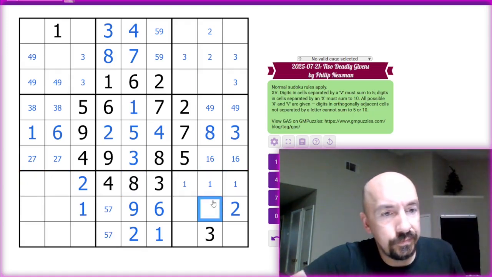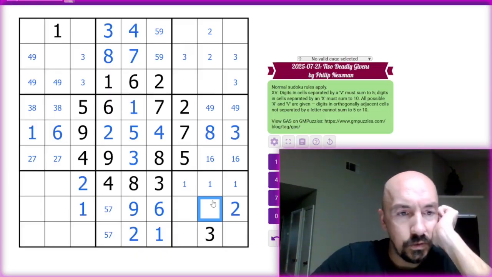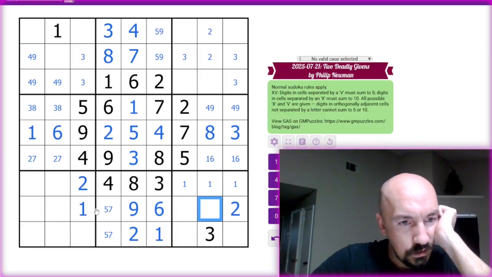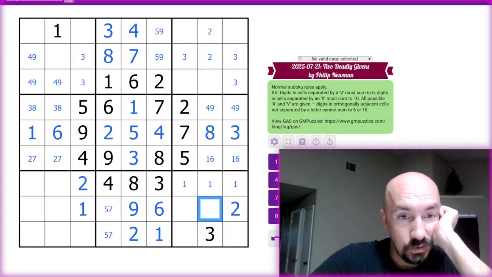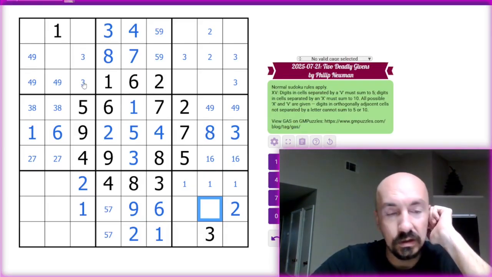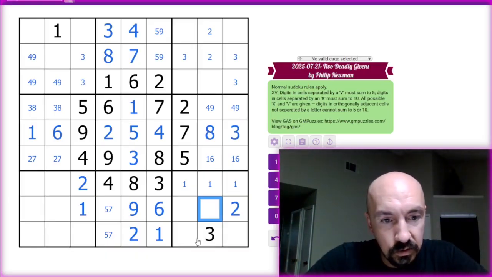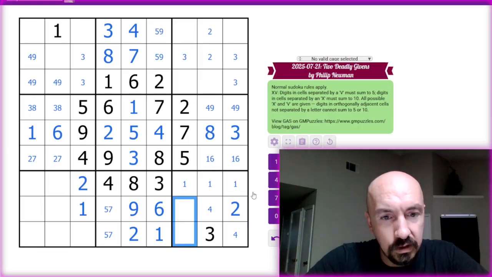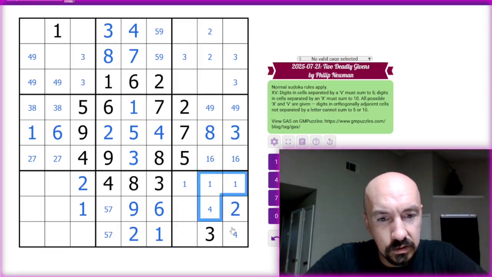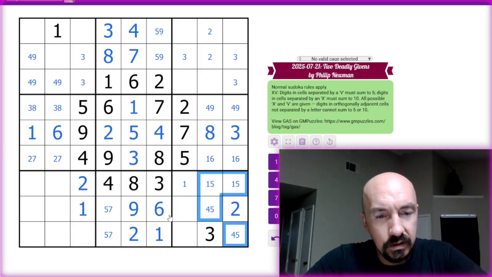All right. This is confusing. I do have a nice X going on. All right, let's start pencil marking more. See if that helps me. 1, 2, 3, 4, and 4, because 4 can't go there. Okay, yeah, that's good. And then 5s. So we're going to do 5s over here.